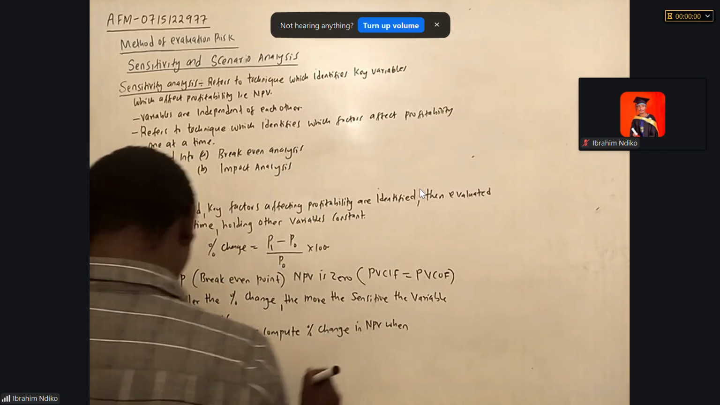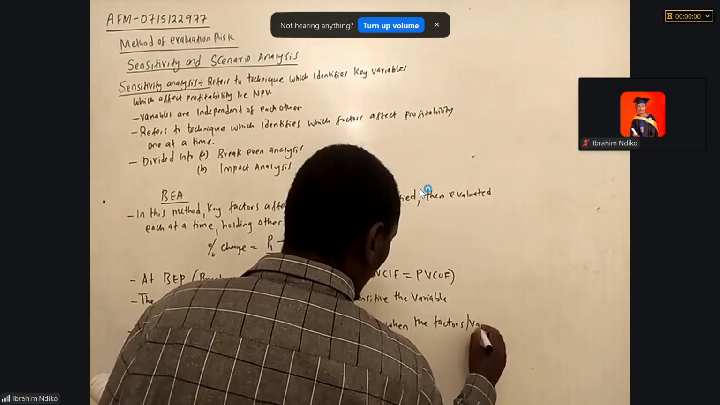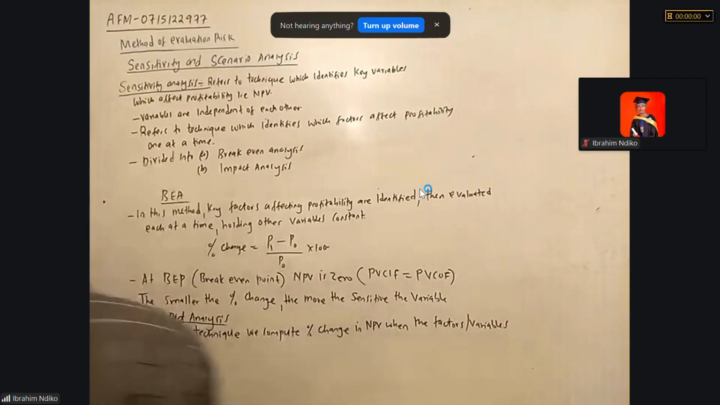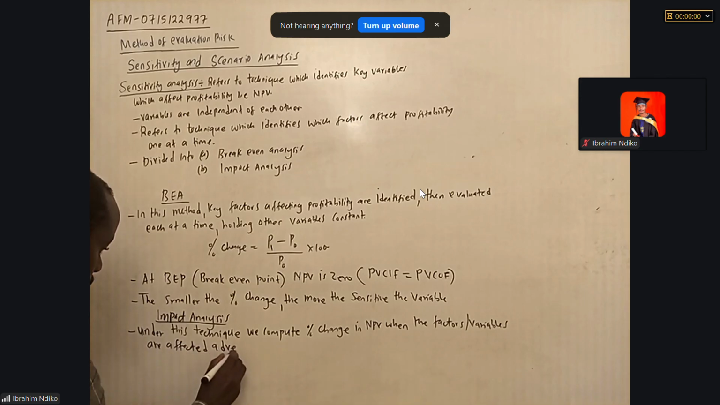In NPV, when the factors or variables are affected adversely. So in this case, when we talk about impact analysis, we only check for the variables which affect our profit adversely. Adversely means when the variable is poorly performed. So under this technique, we compute the percentage change that affects the NPV only when our variables are affected adversely.